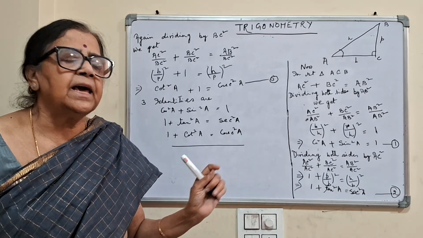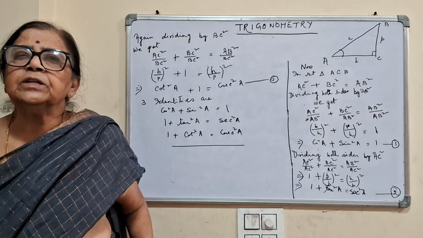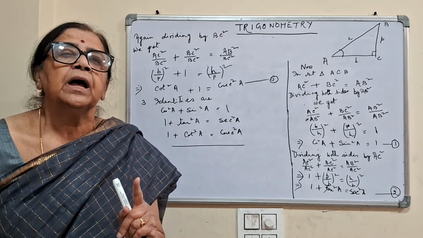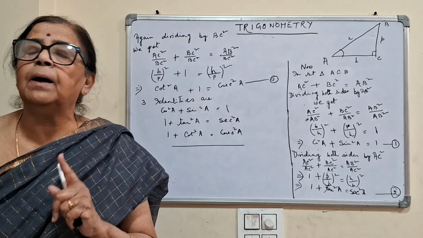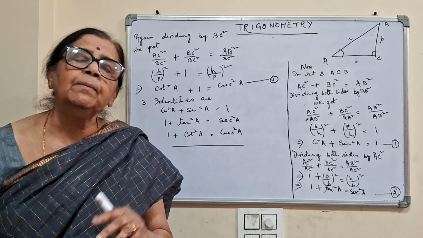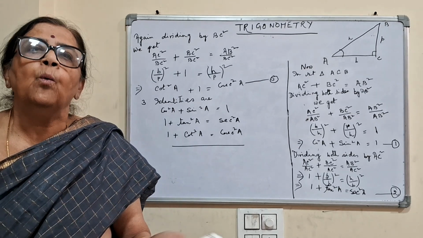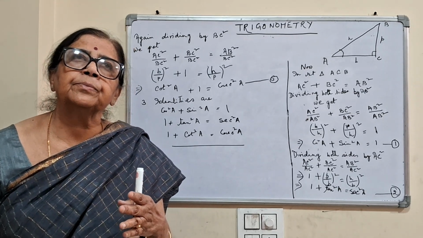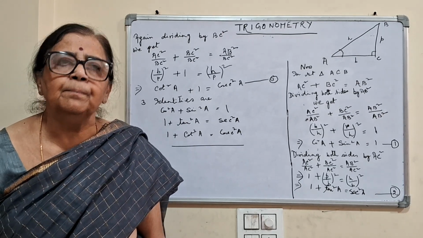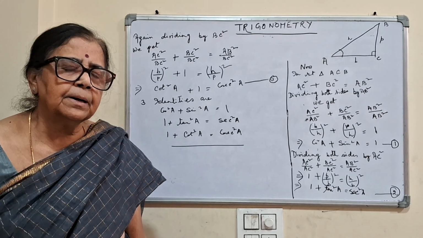Have you followed? Yes. What is the reciprocal of tan? Can you answer? It is cot. The reciprocal of tan means 1 by tan, that is cot. 1 by sin is cosec. 1 by cos is sec. Okay. These are the basic things of trigonometry.